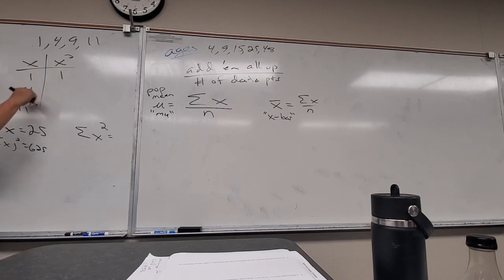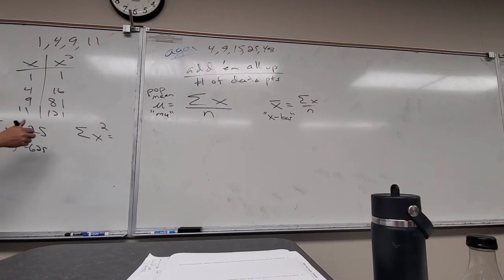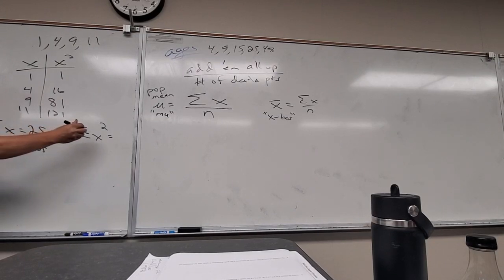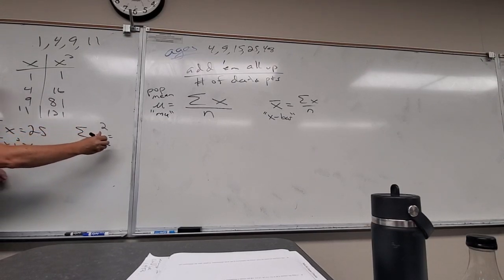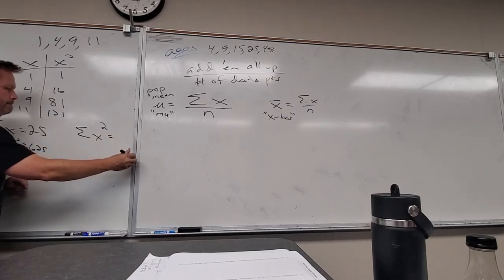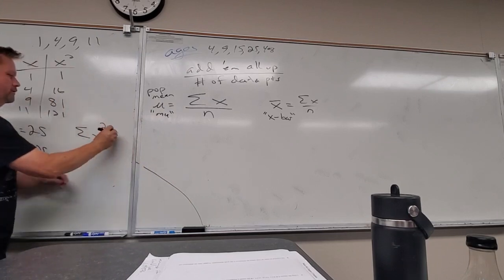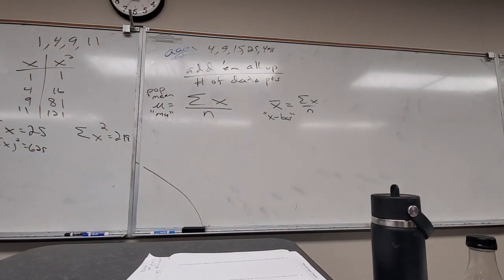1, 16, 81, 121. And then you add them up. You're all like, come on, math boy, add them up. No, what do you get? When you add them up, what do you get? All right, so you get 219, right? Okay. Thanks, Rail. All right.